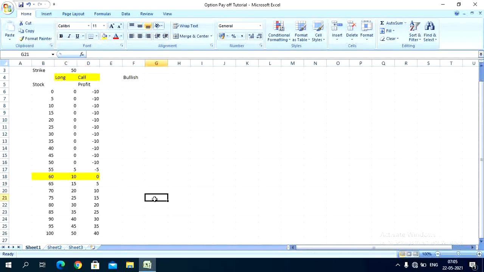At this level, see the strike price is 50. Okay, great. Then the stock price increases from 50 to 55, 60, maybe up to 100. So at this price 60, what happens? Your stock price is 60 rupees and your strike price is 50. So 60 minus 50, that is equal to 10. So the option value will be 10, right?